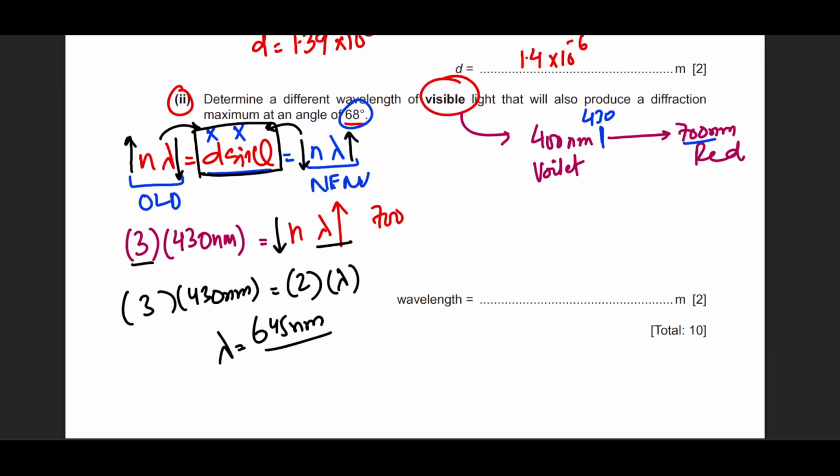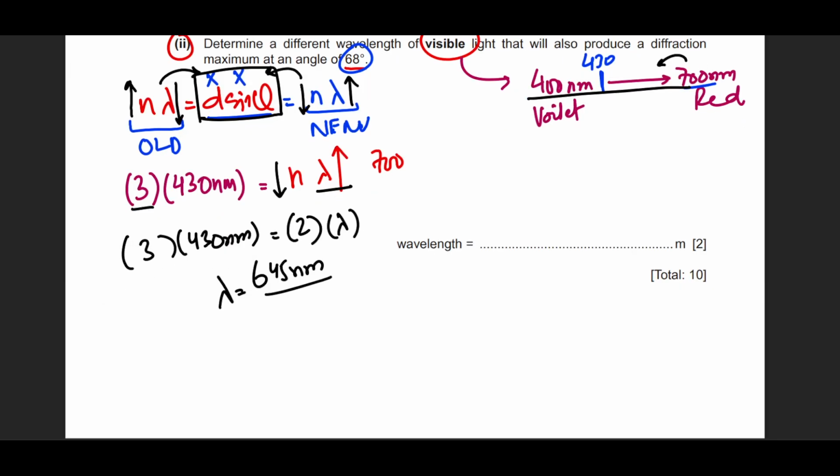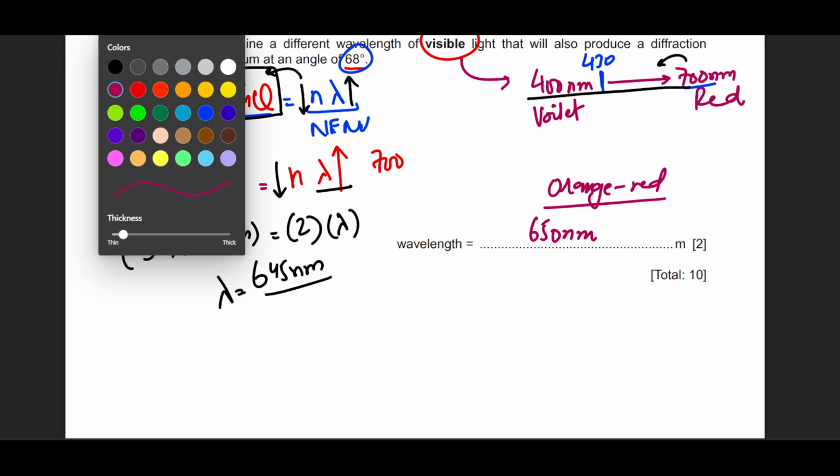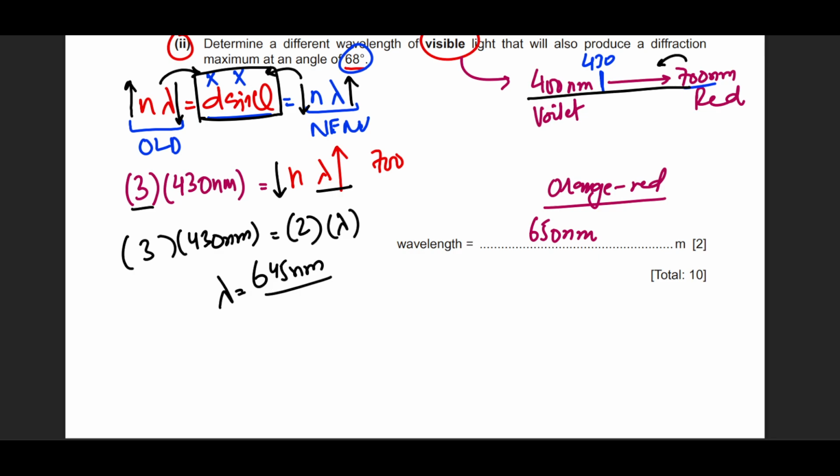Is this wavelength within this range? Yes, it is. It's less than 700, so it is within the visible spectrum range. So this is my final answer. This is going to come out as 650 nanometers, which is a very orange-red shade of color. Okay, so that is how we have tried to solve this question. I understand there is no direct method to this. You have to argue with this equation or try to be reasonable with this, right?